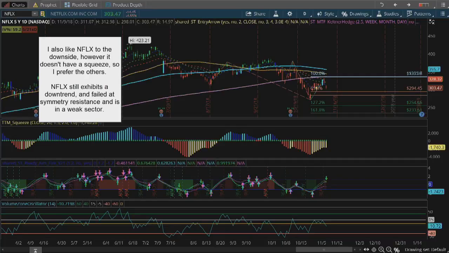So what do we do? We look for a spot where we can trade it to the downside. Now, in this example, the one thing that we don't have on it is a squeeze. I do prefer to have a squeeze, but it's still a nice pullback sell decision, looking for a lower target about 254.